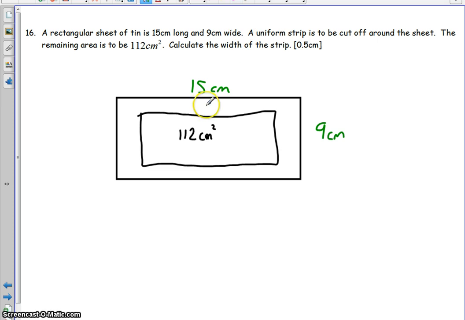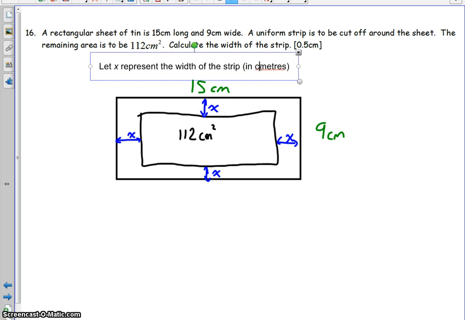So again, because it's a uniform strip, it's going to be the same distance cut off from each edge. So that distance we're going to call x will be the same thing as that, the same thing as that. I know it doesn't look that way according to my diagram, but that's okay. All these are going to be some distance that we're going to call x. So we're going to define x as the width of the strip. Okay, so there's our let statement: let x represent the width of the strip, but it's not going to be in meters, it's going to be, of course, in centimeters.